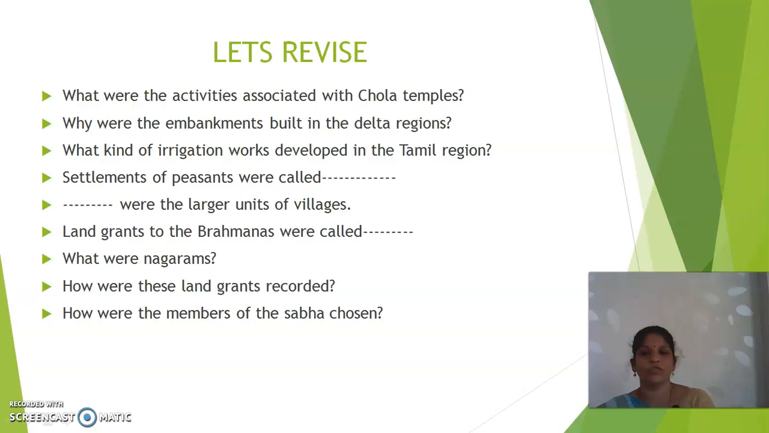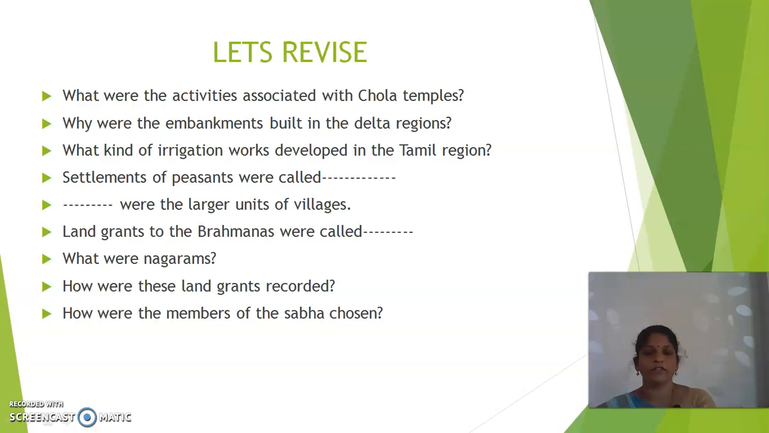What kind of irrigation works developed in the Tamil region? Wells and canals. Then settlements of peasants were called Urs. Nadu were larger units of villages. Land grants to the Brahmanas were called Brahmadeya. What were Nagarams? Associations of trade, where administrative functions were also held, were called Nagarams. How were these land grants recorded? In the copper plates, that we already saw.